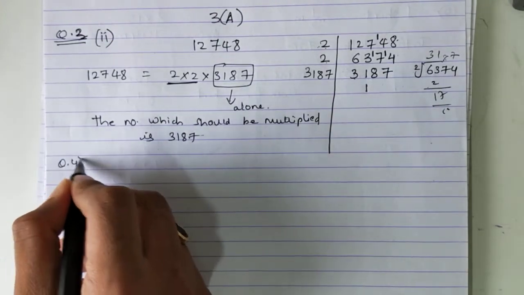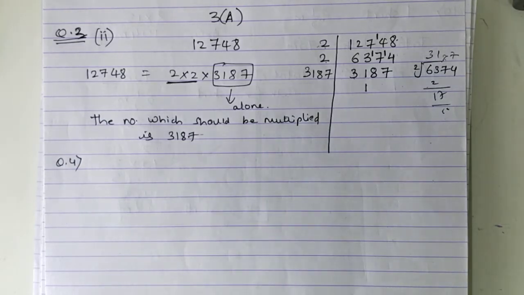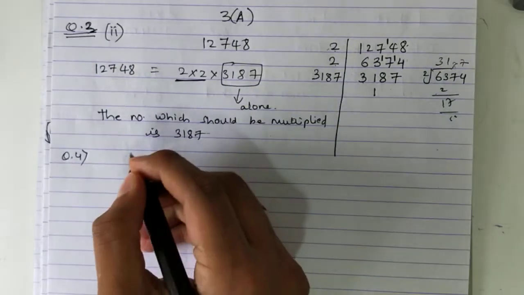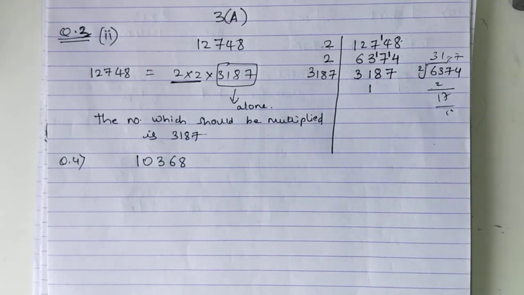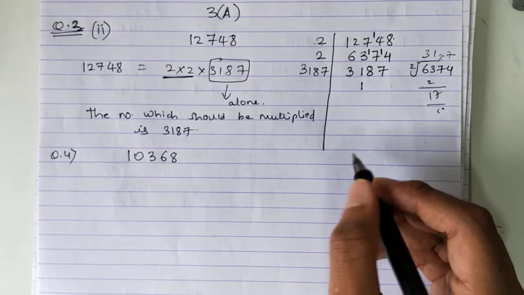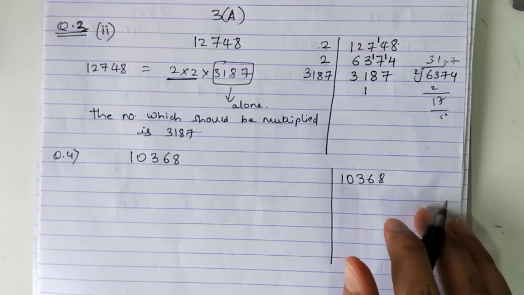We'll start with question number 4. Find the smallest number by which 10368 must be divided so that the result is a perfect square. The concept remains the same. First we take this 10368 and prime factorize it.